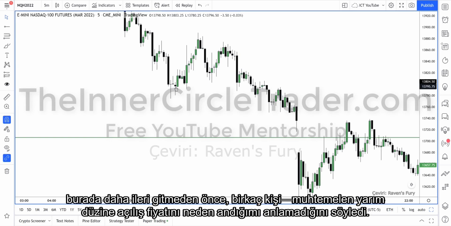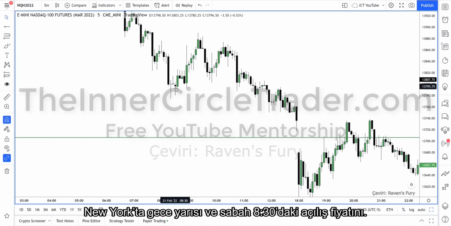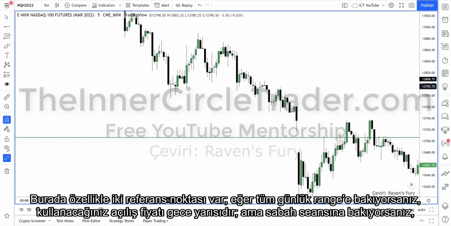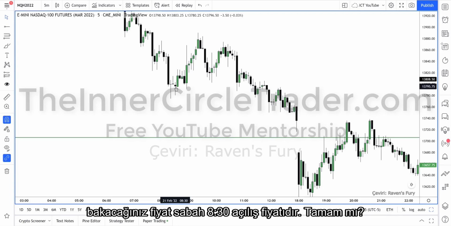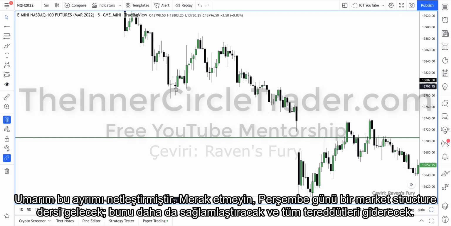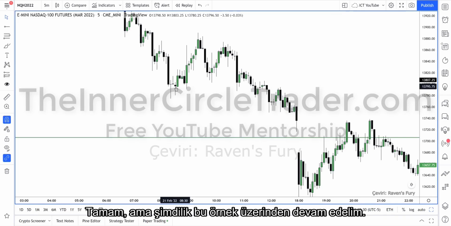And before I go any further in this one, I got several people, probably about half a dozen or so, mentioning their confusion with why I mentioned the opening price at New York at midnight and then the opening price at 8:30 in the morning. There's two reference points being specifically dealt with there. If you're looking at the entire daily range, you're going to use the opening price at midnight. But if you're going to be looking at the morning session, you're going to be looking at the 8:30 in the morning opening price. Okay, so hopefully that's made a distinction there. Don't worry, I have a market structure lesson coming up on Thursday that will further solidify and remove all doubts and concerns about that, okay? But for now, let's just go through this one.